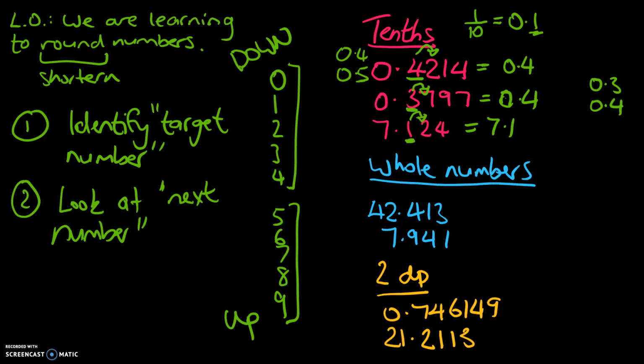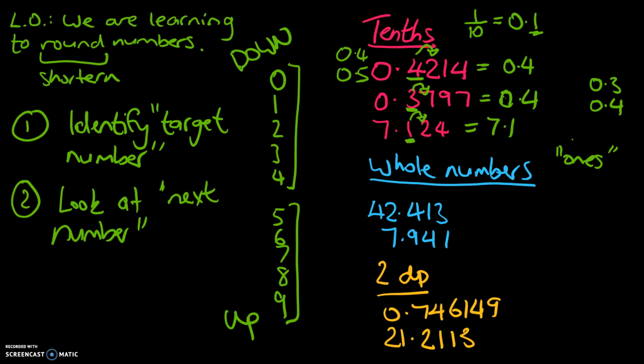Let's have a look at whole numbers. Whole numbers are a similar approach or process, but we just need to change what our target number is based on the question. So a whole number, for me, is something like 1, 2, 3, 4. And as a placeholder or place value, they are the ones.